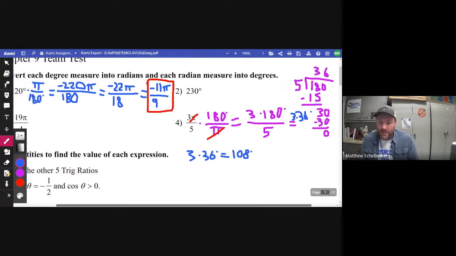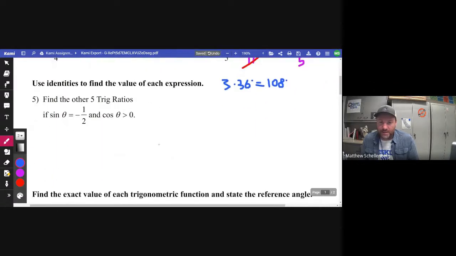Okay, moving on. Number 5. Again, please do the problem before you watch me solving it. Now, for this test, we actually only need the other 2. We're not going to deal with secant, cosecant, cotangent. We're just going to deal with sine, cosine, and tangent, so that's all I'm going to stick with.